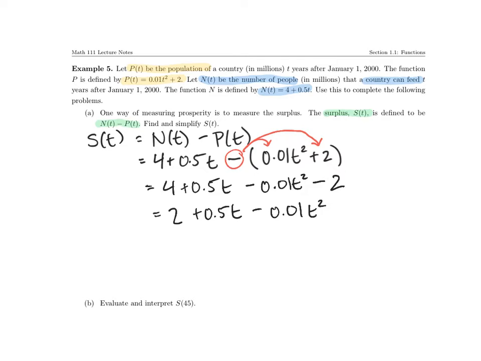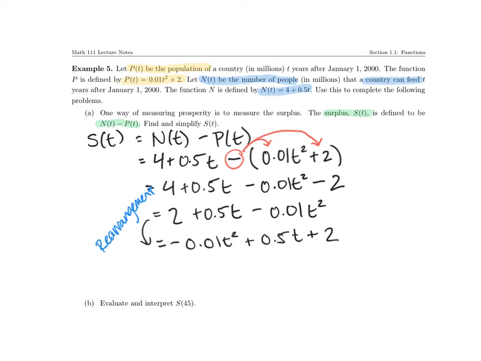Now, this next step is not technically mathematical, but when we are writing out polynomials or something with different powers, we always write it from the highest power to the lowest power. So this next step is really just a rearrangement. I'm not changing the mathematical value of anything, I'm just putting this in order from the greatest to the smallest power. So this will be negative 0.01 t squared plus 0.5 t plus 2. This is the equation that we will be using for S of t.